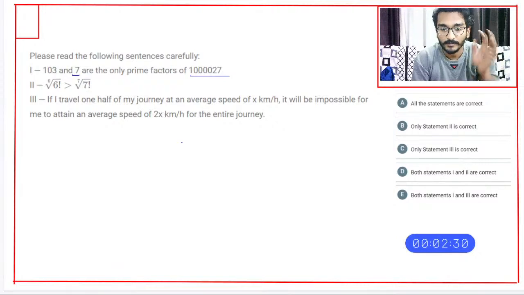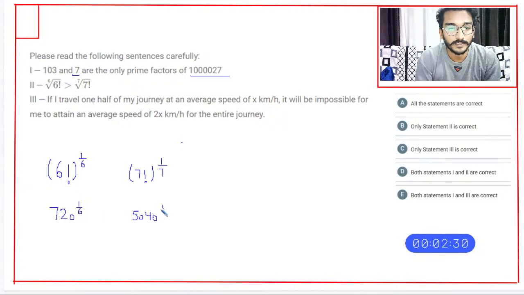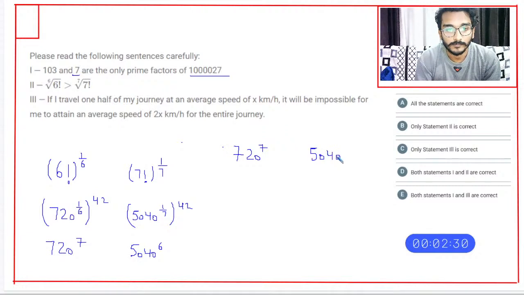Let's check the second sentence. The second sentence does not necessarily need a calculator. So it is 720 raised to the power 1 by 6, and 5040 raised to the power 1 by 7. We have to find which one is bigger. If I raise both sides to the power 42, it would be 720 raised to the power 7 and 5040 raised to the power 6. We have to compare which one is bigger. You can do a rough idea here.